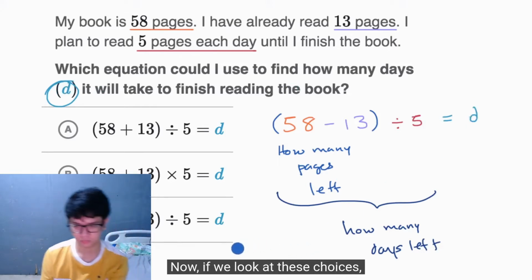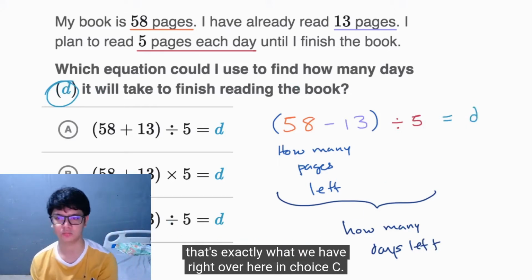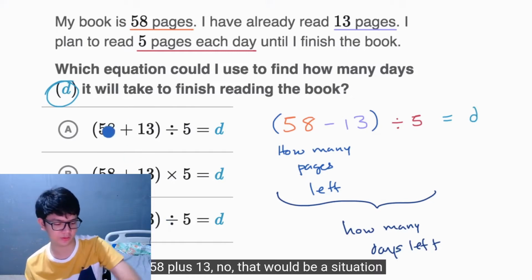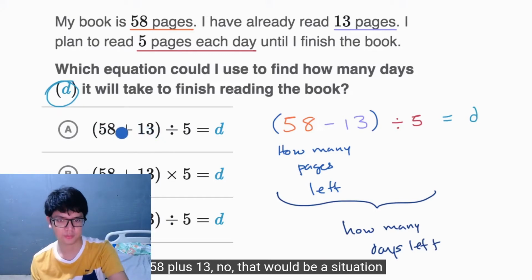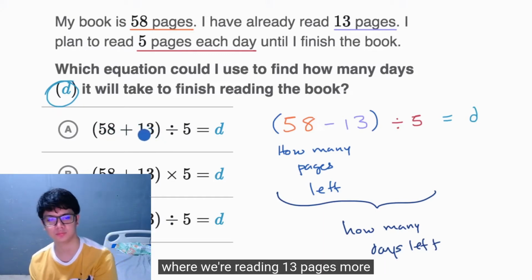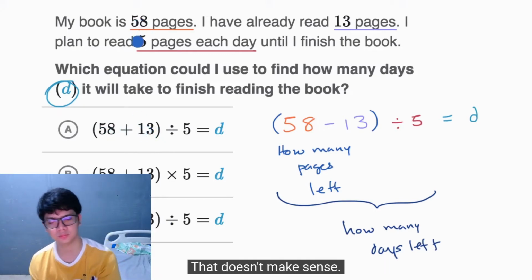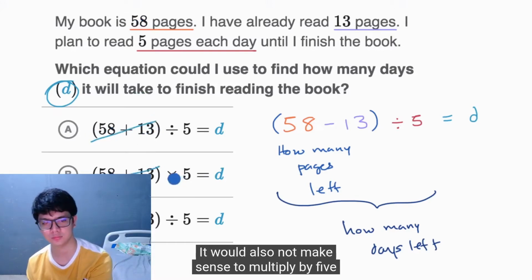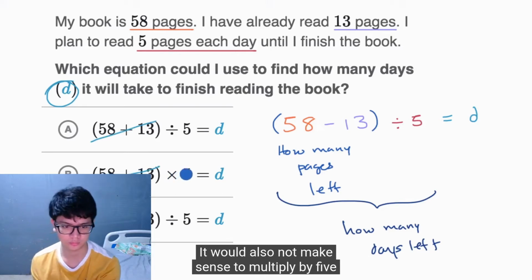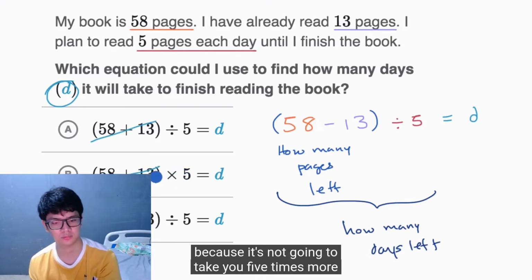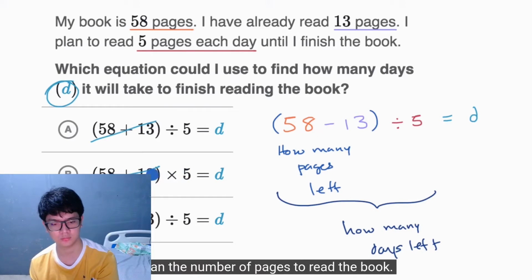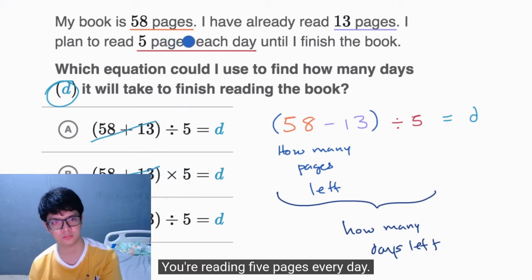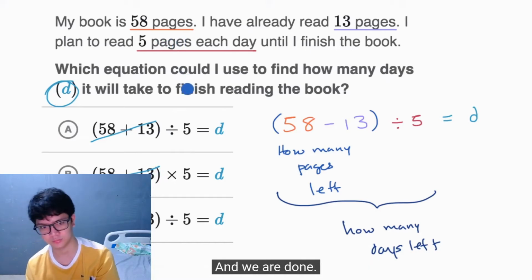Now, if we look at these choices, that's exactly what we have right over here in choice C. We can make sure that these others don't make sense. 58 plus 13, no, that would be a situation where we're reading 13 pages more than the number of pages that are in the book. That doesn't make sense. And that's happening for both choice A and choice B. It would also not make sense to multiply by 5, because it's not going to take you 5 times more than the number of pages to read the book. You're going to divide by 5. You're reading 5 pages every day. And we are done.